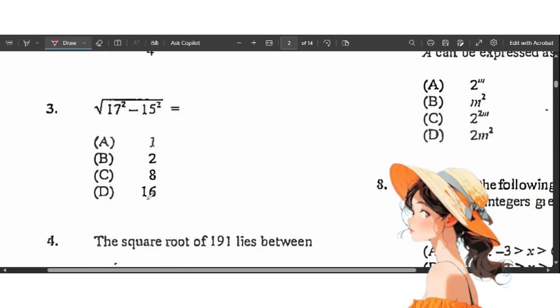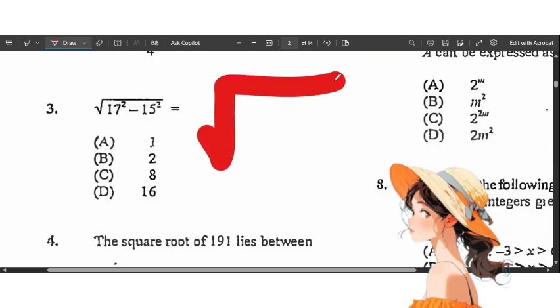So it says here for question 3, 17 squared minus 15 squared. The easy thing to do is just 17 minus 15, and you will get 2, right? And if you square 2, just let me make sure these things are right.